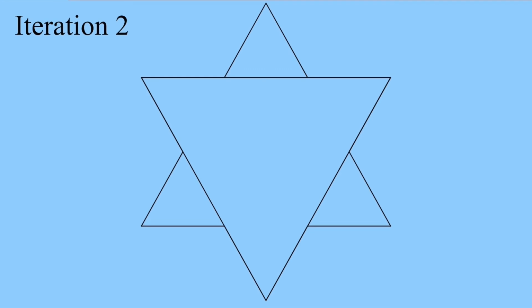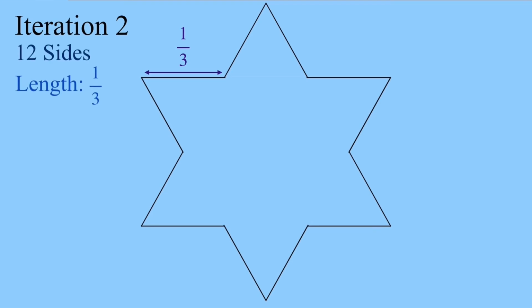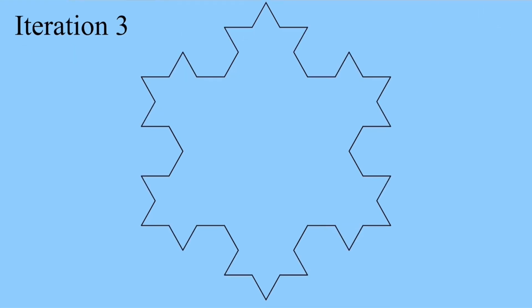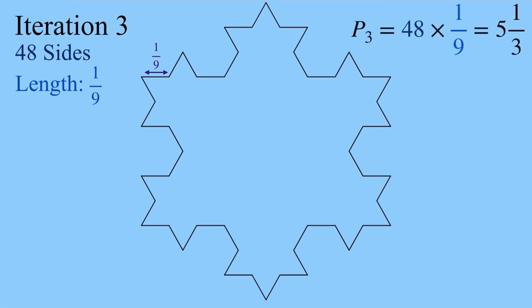Then for iteration 2, we have sides of length a third, and we actually have 12 sides. So we multiply those together, and we'll get p2 being equal to 4. Then for iteration 3, we have side lengths of a ninth, so you can see each time the side lengths are being divided by 3, and 48 sides. Then we multiply these two together to get 48 times a ninth equals 5/3.